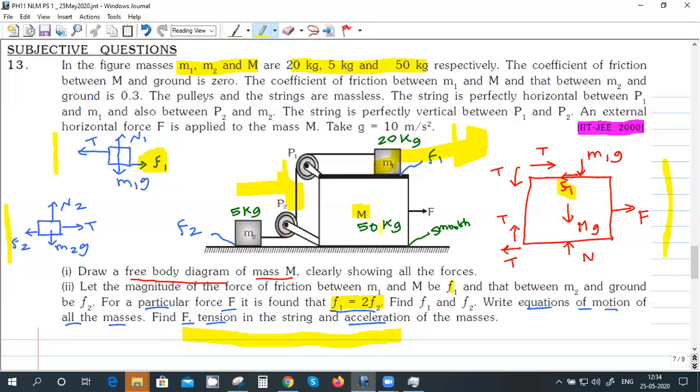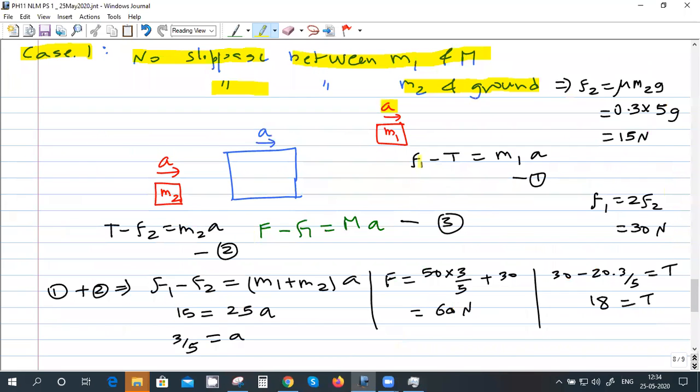Since the string is tight, when M1 moves by a distance x, M2 should also move the same distance x. Acceleration of M1 is the second derivative of x1. So once the displacements are the same, acceleration will be the same. That's why all three have the same acceleration A towards right in this particular case 1. Once you have this, you just have to write the equations. Then it's trivial. This is the important step.